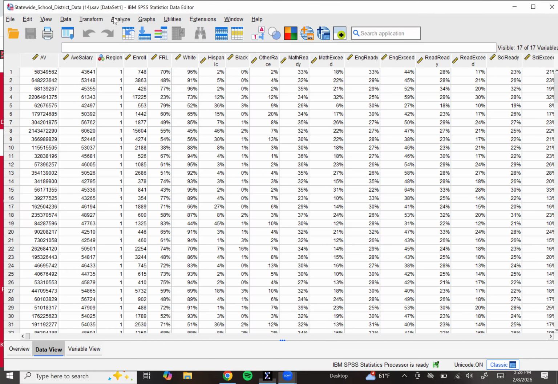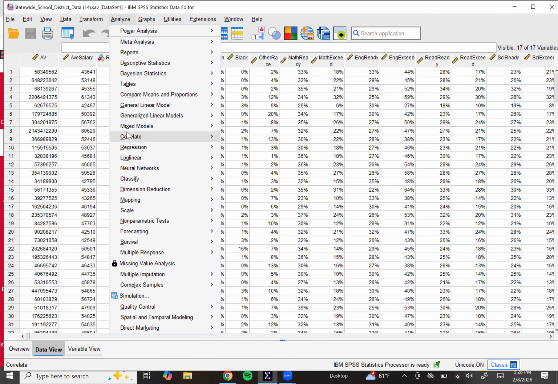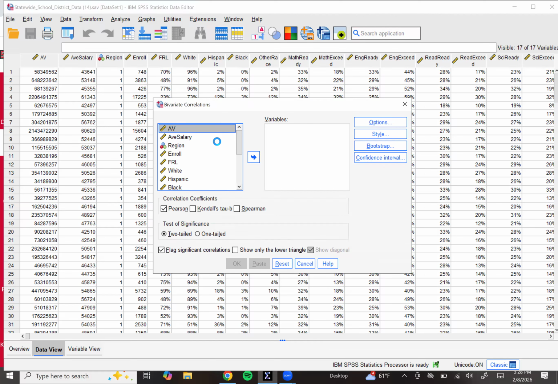So the first thing we're going to do is go to Analyze, Correlate, and Bivariate. From here, we're going to move our variables over, which include free and reduced lunch and math exceeding. After we've moved those two over, we're going to click on Pearson, which is already checked here for us. Then we're going to make sure that we've got two-tailed checked, and hit OK.